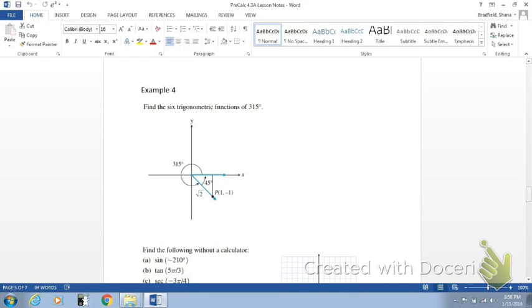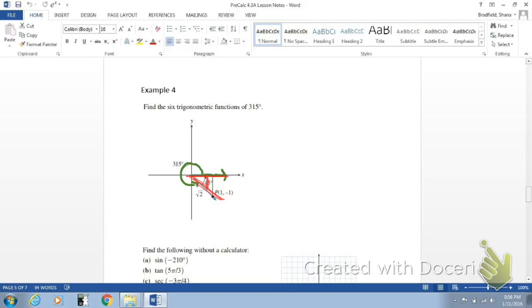Okay, in example 4, I'm going to show you how to use that reference angle to get the original. The original angle is the 315 degree angle. It has an initial side on the positive x-axis. We're going to come around and we're going to go 315 degrees. And what we find is the terminal side forms a 45 degree angle with the x-axis. And we actually know the 6 trig functions for a 45 degree angle. That was in the very beginning of, I think it was the very first lesson we talked about the different trig functions.